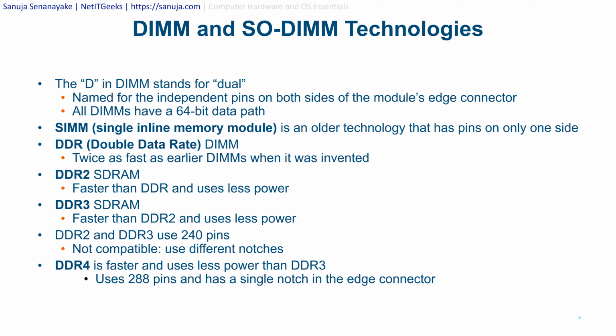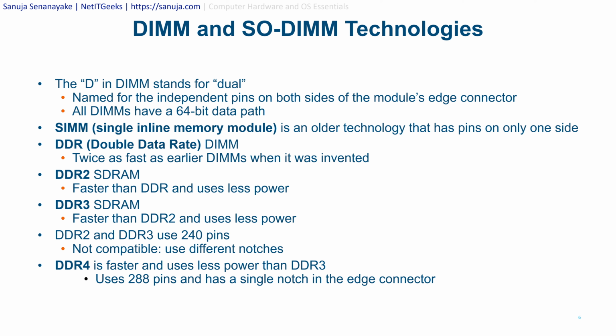They use different notches. So if you have a motherboard that supports DDR2, you wouldn't be able to install DDR3 even though they use the same pin configuration, because the notch would be in a different location. I will go over the notch a little bit in the next few slides as well, but keep that in mind. DDR2, DDR3, all of those cannot be mixed together.